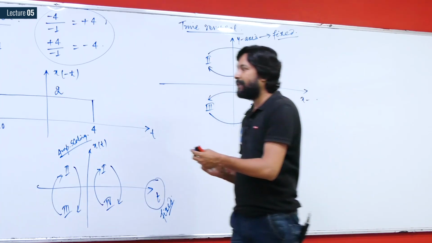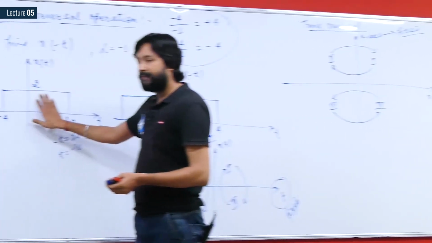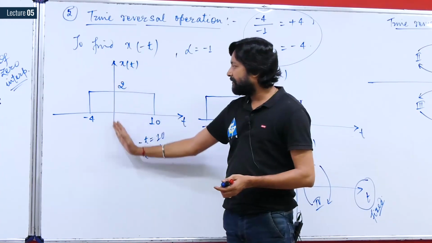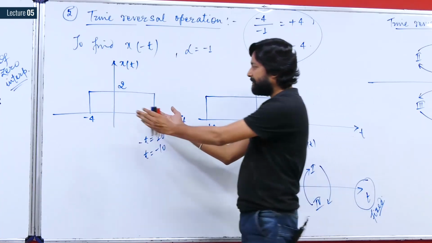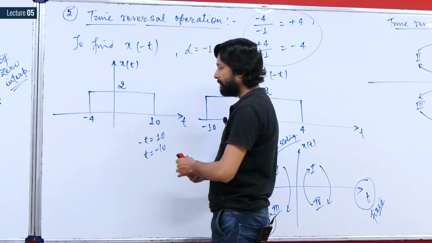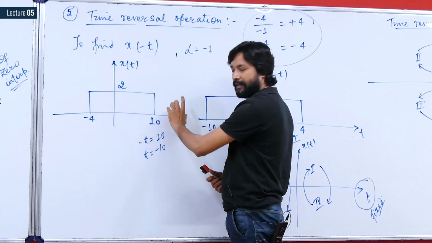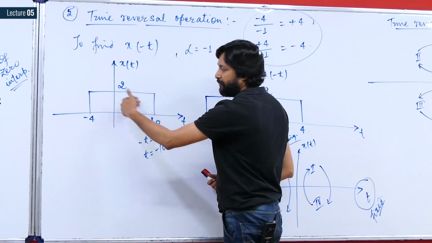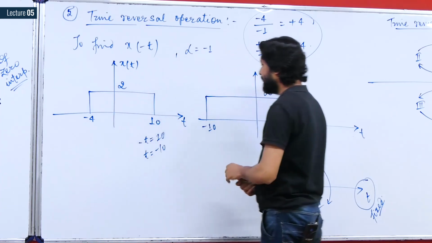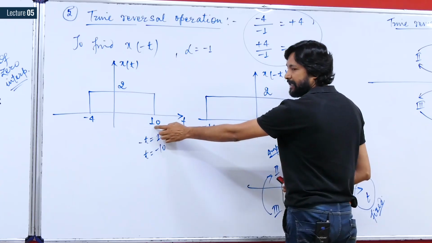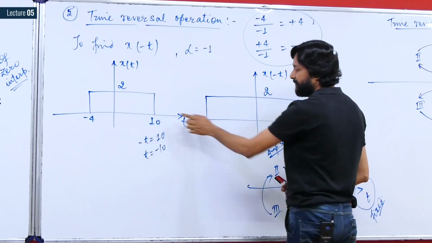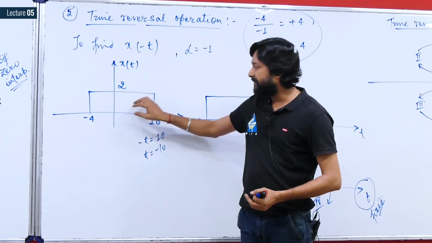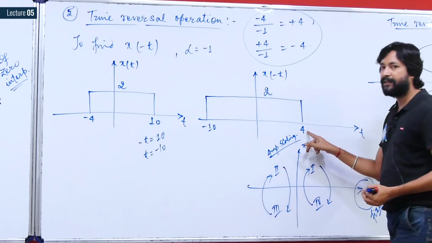So if you see what we have done here: if we have a signal x of t given and we have to find x of -t, we have fixed the y-axis, that is x of t, and we have just rotated the time axis. Therefore, all the values that were earlier on the positive values of t now came to the negative side. So this signal, which was earlier existing up to 10, will now start from minus 10, and this part came to the positive side. Therefore, now the signal exists up to t equals 4.